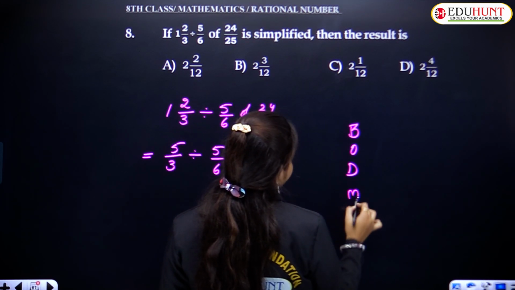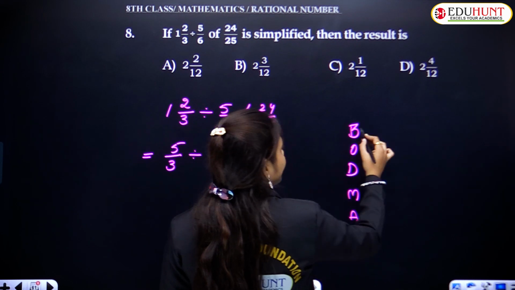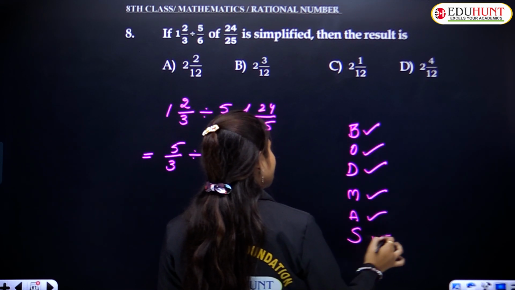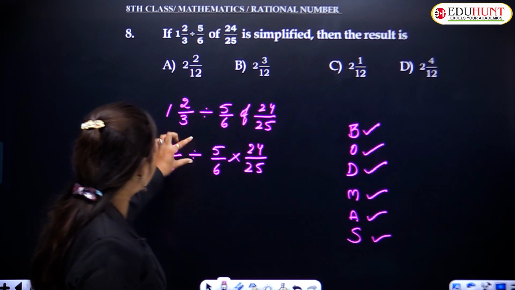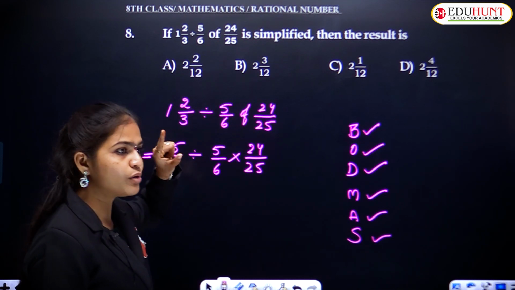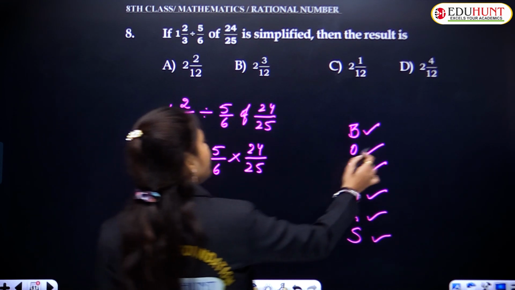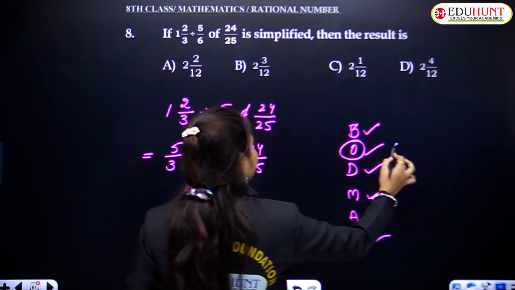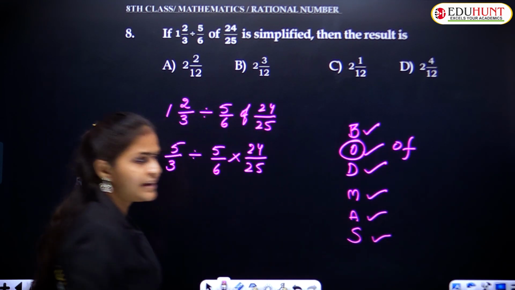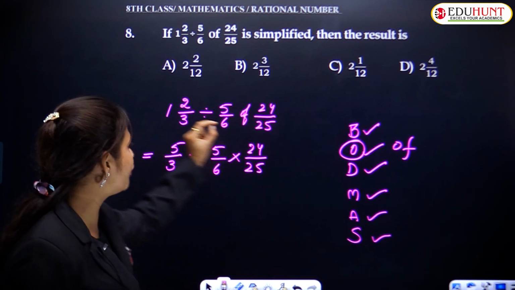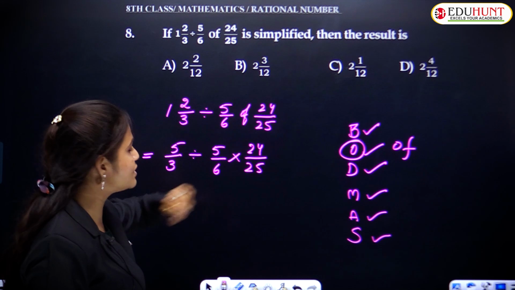BODMAS. Brackets, of, division, multiplication, addition, subtraction. Here division is there, and here "of" is there. So which fundamental operation do we have to perform first? First we have to perform that "of". Of is also considered as multiplication only, but since they mention "of" clearly, first we have to simplify these two.